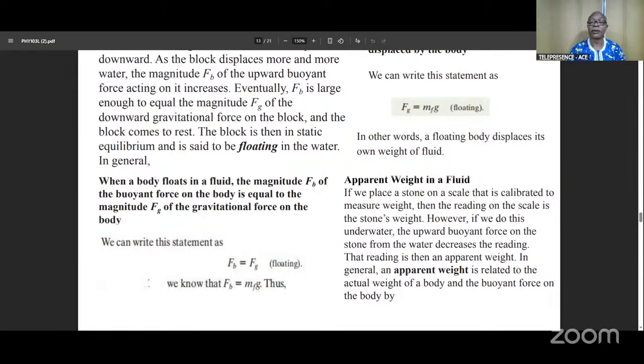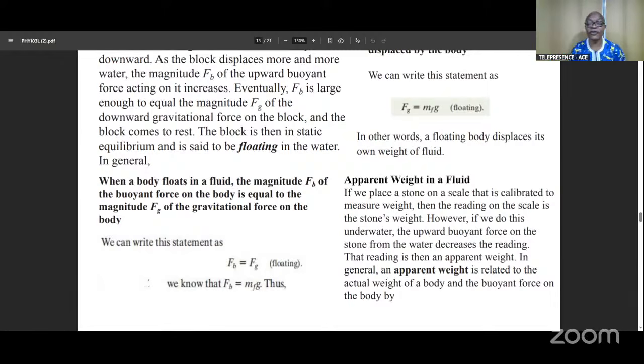So we look at apparent weight in a fluid. Let me check attendance. Nobody's viewing. Okay.